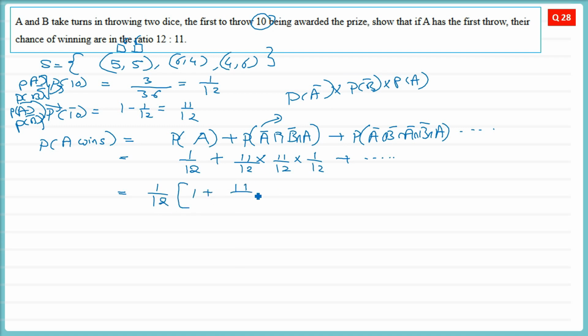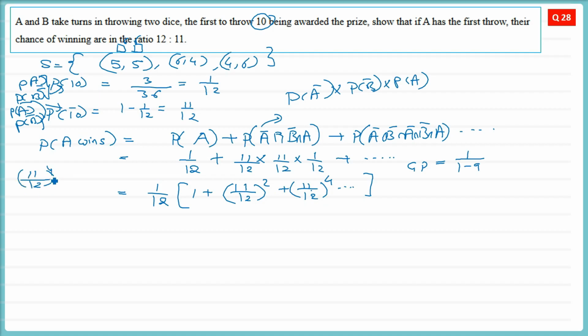So if you take 1 by 12 outside, 1 plus (11 by 12) whole square, (11 by 12) raised to the power 4, (11 by 12) raised to 6, (11 by 12) raised to 8, will go on and on. GP series addition is 1 by 1 minus a. I already explained it to you in the earlier questions.